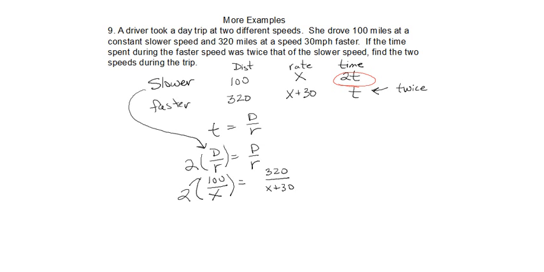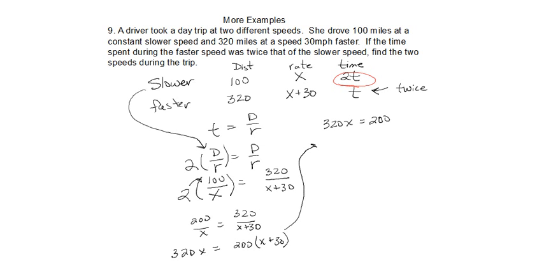Now if we distribute the 2 into the fraction, we should have 200 over x equal to 320 over x plus 30. So let's cross multiply again. We should get 320x equal to 200 times x plus 30. When we distribute on the right side, we're going to have 200x plus 6,000. 200 times 30 is 6,000.